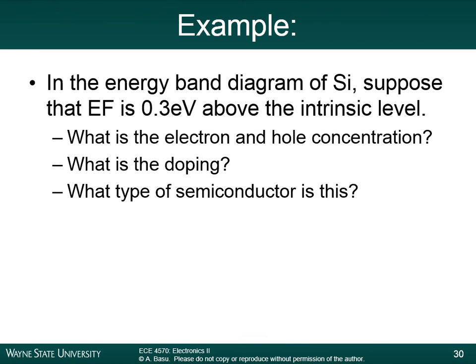All right, so let's do an example. In the energy band diagram of silicon, suppose that EF is positioned 0.3 electron volts above the intrinsic level. What is the electron and hole concentration? What is the doping, and what type of semiconductor is this? So let's try this problem together as a class.